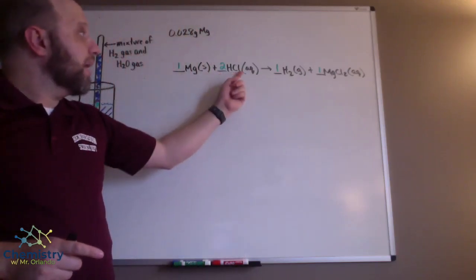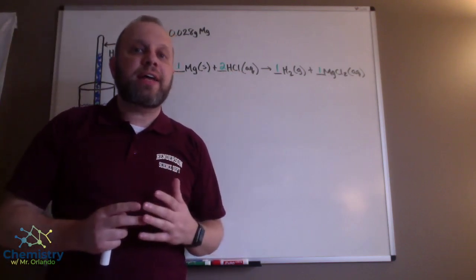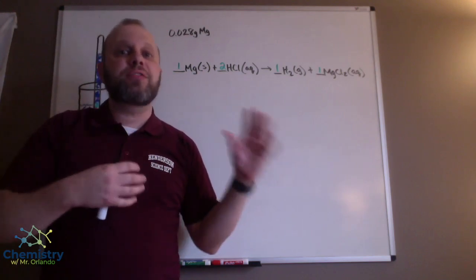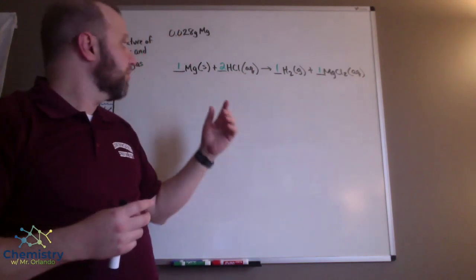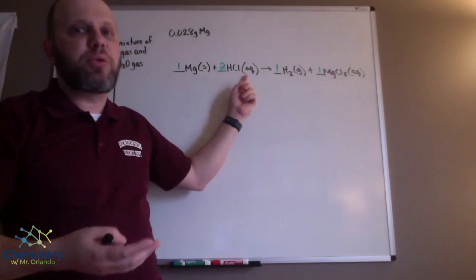The second compound up here is hydrochloric acid. Hydrochloric acid is one of our 7 strong acids. So in water solution, it actually dissociates into hydrogen ions and chloride ions. But for our purpose, just writing aqueous is sufficient. And of course, it has a halogen, which is also why it's aqueous.